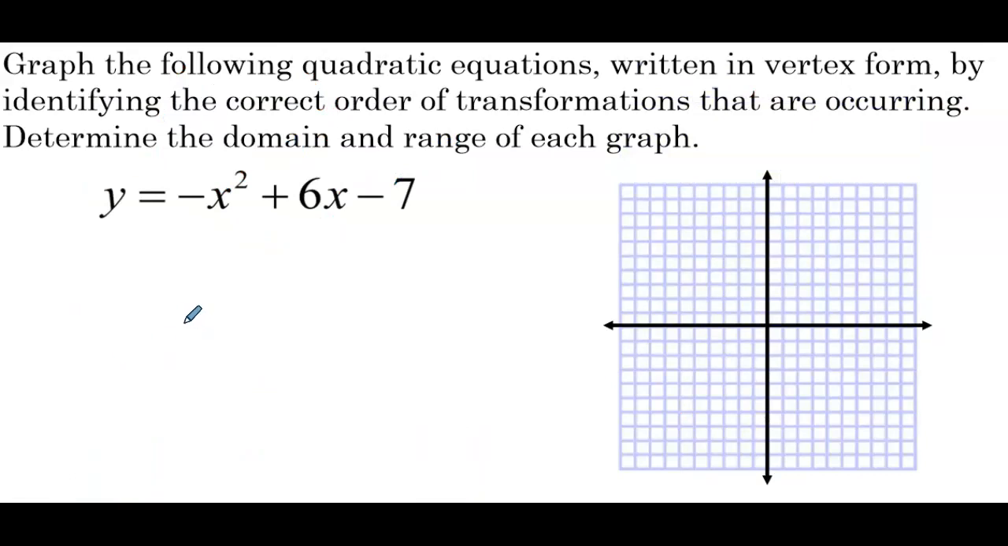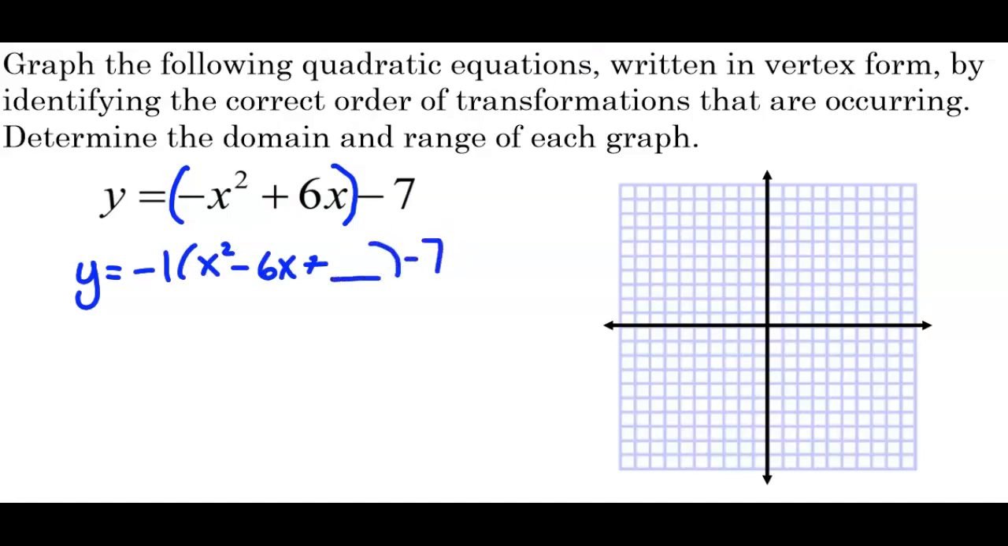Next, same directions, we have y equals -x squared plus 6x minus 7. So we'll start by putting a set of parentheses around -x squared plus 6x, I should say. So first thing we need to do is factor out the -1. So y equals -1 times (x squared minus 6x plus something) minus 7.